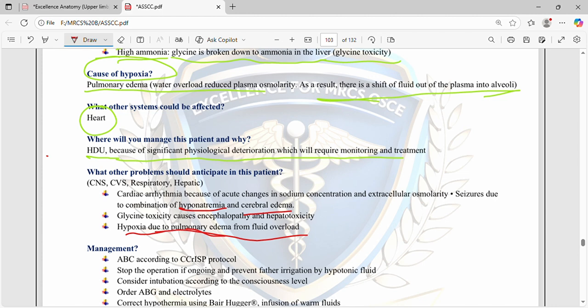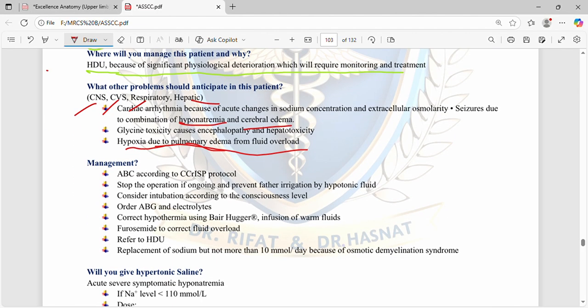So these can occur: cerebral edema, hyperdynamic failure, pulmonary edema, and glycine toxicity. So these are the four anticipations. ABC protocol according to CRISP: stop the operation if ongoing and prevent further irrigation with hypotonic fluid.